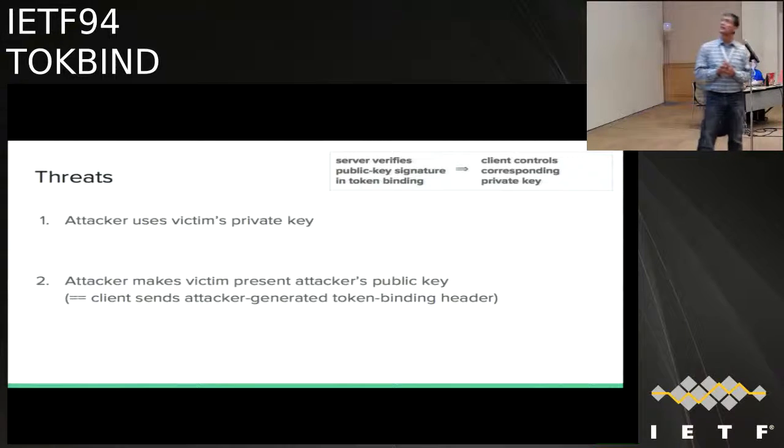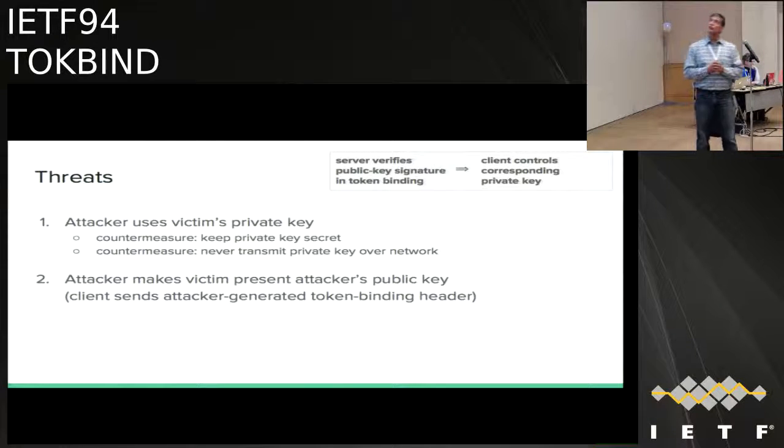Next slide, please. So there's basically two avenues of threat. One is an attacker uses a victim's private key, and the other is the attacker makes a victim use or essentially present a token binding header that uses the attacker's public key. The idea essentially is that if the attacker can convince a client to use a header that it provides, the token that is issued will be bound to a private key held by the attacker, and the attacker will be able to continue the session based on that.